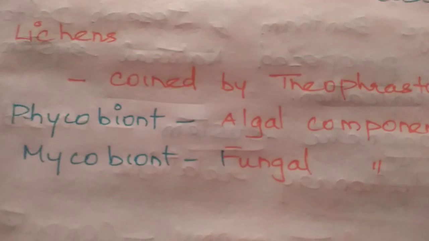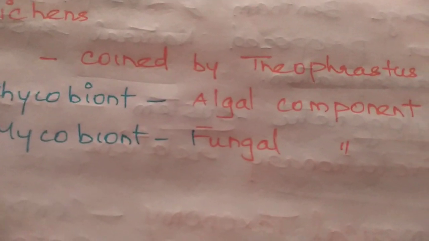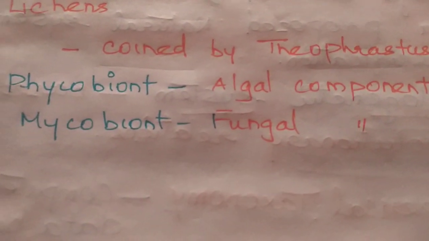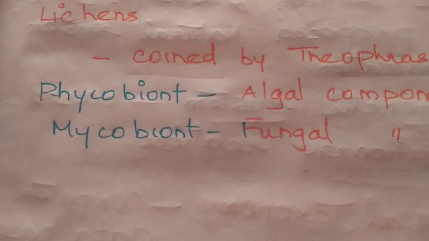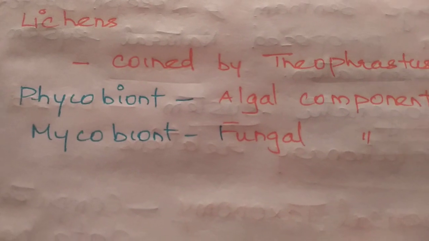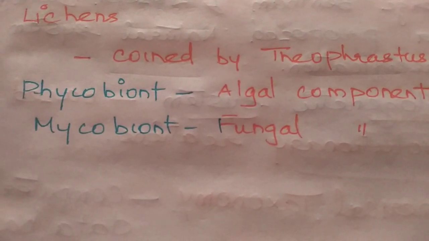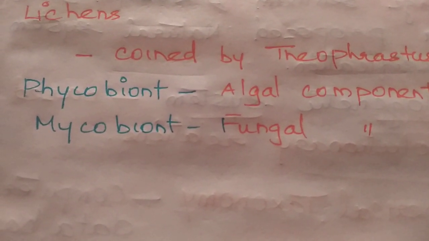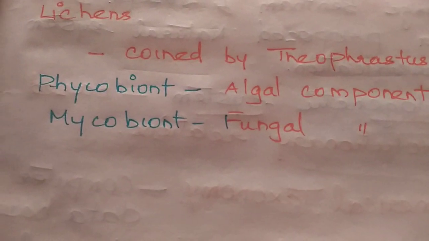And the next term is lichens. In lichens, the word is coined by Theophrastus. The two things are very important. It is a symbiotic association between algal and fungal component. The algal component is known as phycobiont and the fungal component is known as mycobiont.